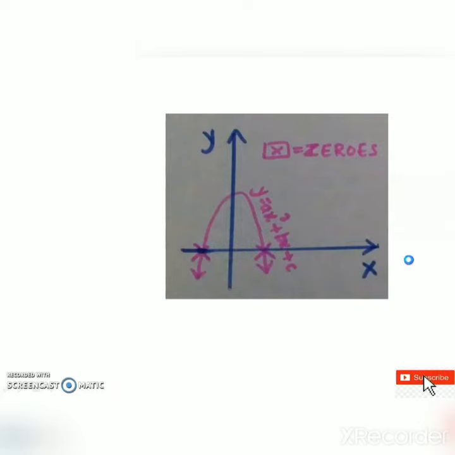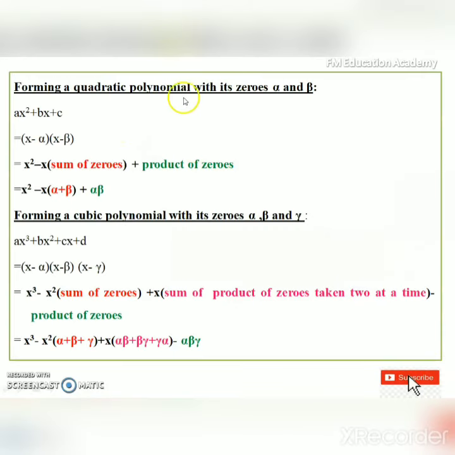So as I said, how to form a quadratic polynomial with zeros alpha and beta. What is my standard formula? My standard formula is ax square plus bx plus c. This can also be written as x minus alpha into x minus beta. And this ax square plus bx plus c can also be written as x squared minus x into sum of zeros plus product of zeros. What is the sum of zeros in the case of a quadratic polynomial? Alpha plus beta. So substitute alpha plus beta.